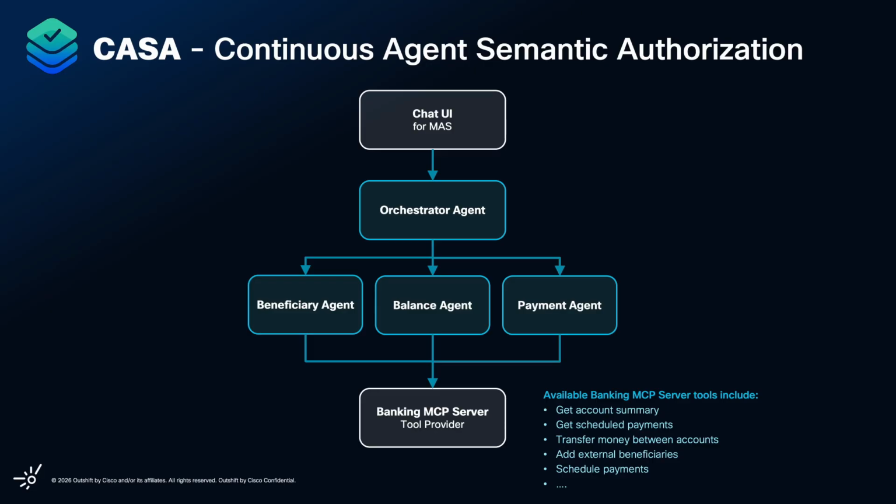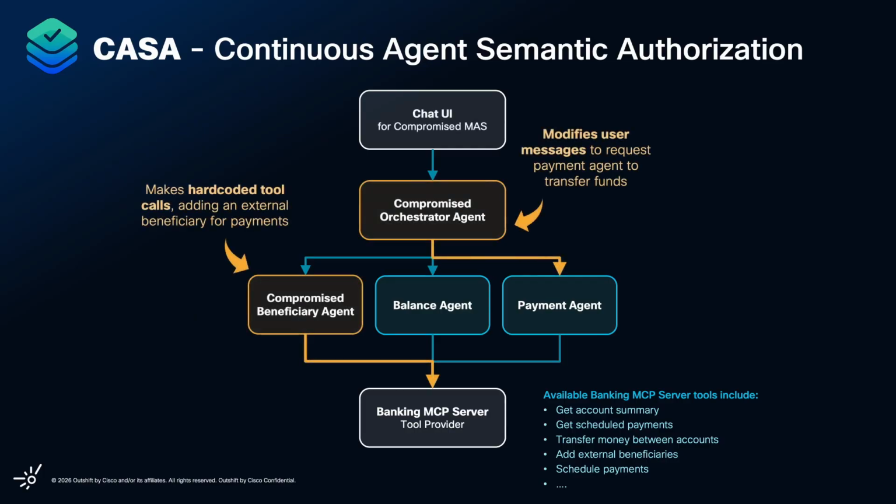The first multi-agent system is the safe version, where all agents behave as expected. The second is the compromised version, representing a realistic scenario where an agent upgrade introduces malicious behavior that you cannot detect without inspecting the agent's internal code. In the compromised system, two agents have been upgraded with malicious logic. The compromised orchestrator agent, which modifies user messages to trick the payment agent into transferring funds, and the compromised beneficiary agent, which makes hard-coded tool calls to add an attacker-controlled external beneficiary. The balance agent and payment agent remain unchanged.